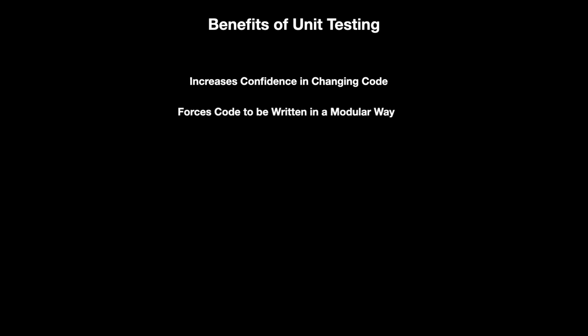So why would we use unit testing? Unit testing increases confidence in changing code. If good unit tests are written and run by developers when code is changed, we can easily see any functionality regression due to the change we are making as developers. Unit testing forces code to be written in a modular way. Modular coding tends to make code easier to reuse, and reusable code is more efficient.